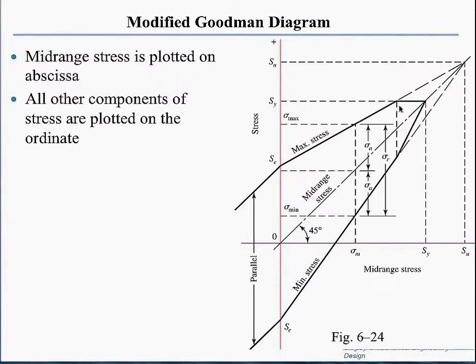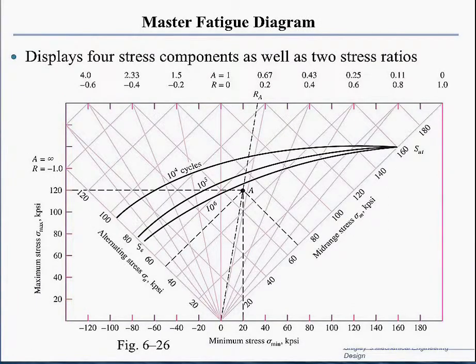vertical axis. So this shape here is where we have the design space. The mid-range stress will be here. The maximum will be determined by the top line. And in this region here, we have to be careful not to design outside the yield stress. So this is a graphical way to represent the design on the modified Goodman diagram.